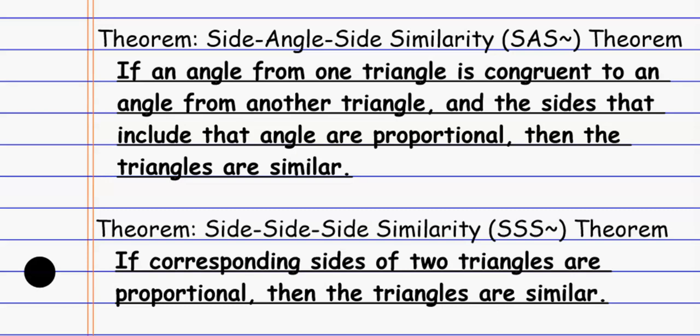So angle-angle: if two angles are congruent, the two triangles are similar. Side-angle-side: a congruent angle in between two proportional sides, the two triangles are similar.